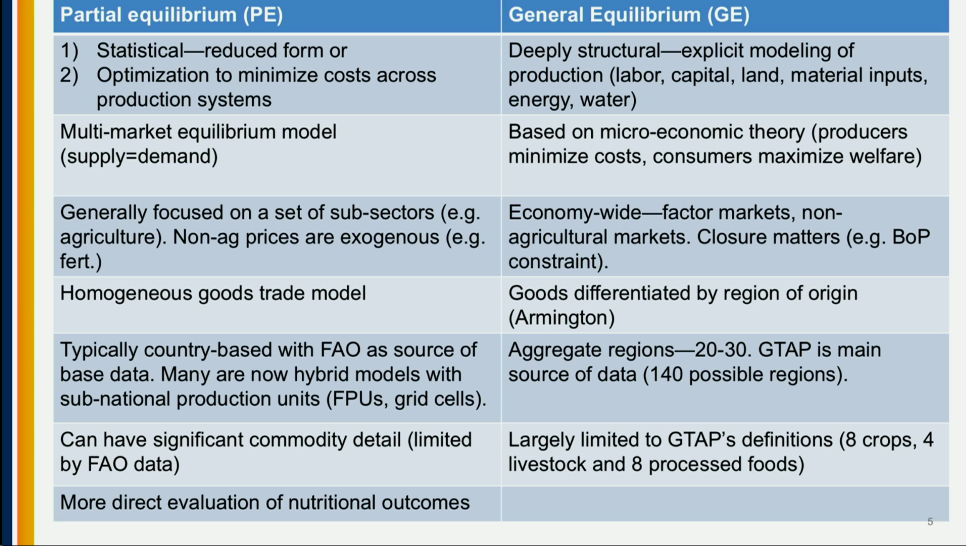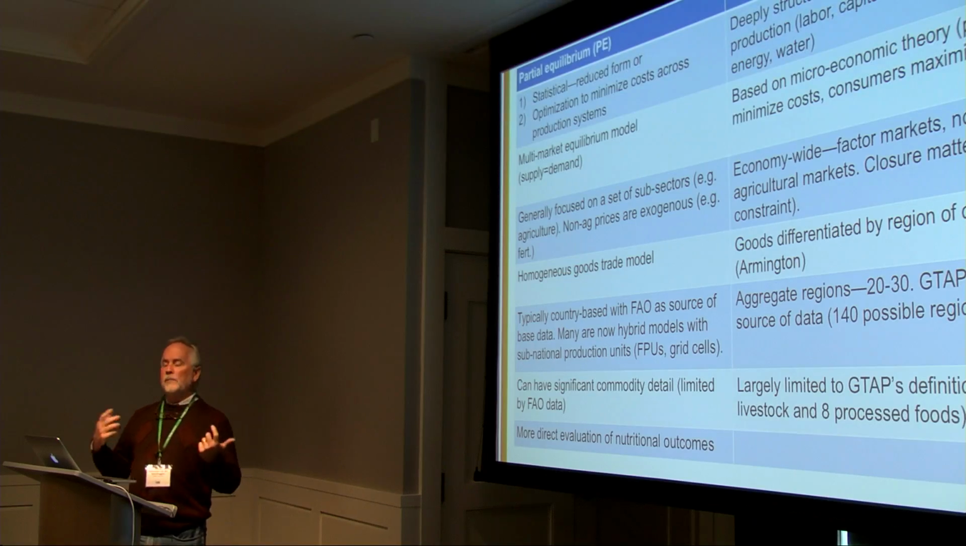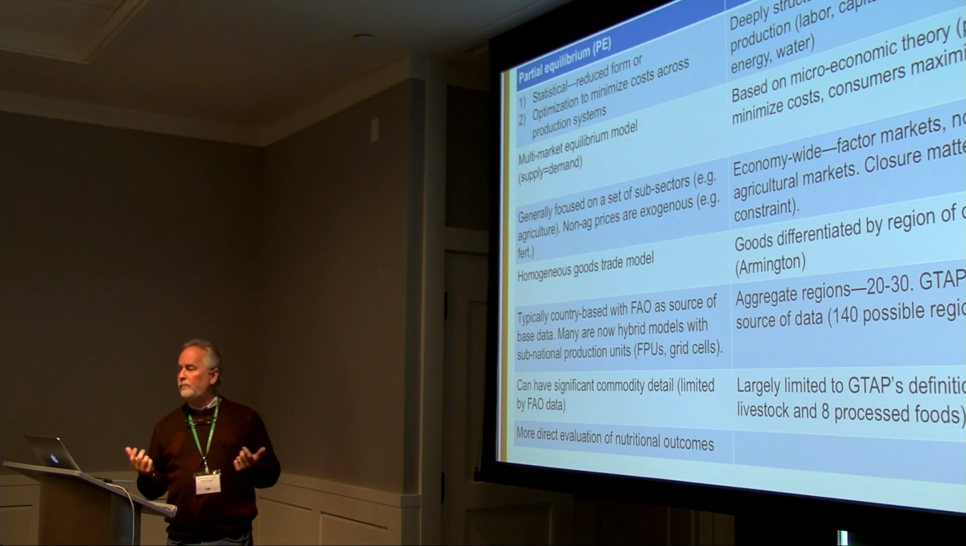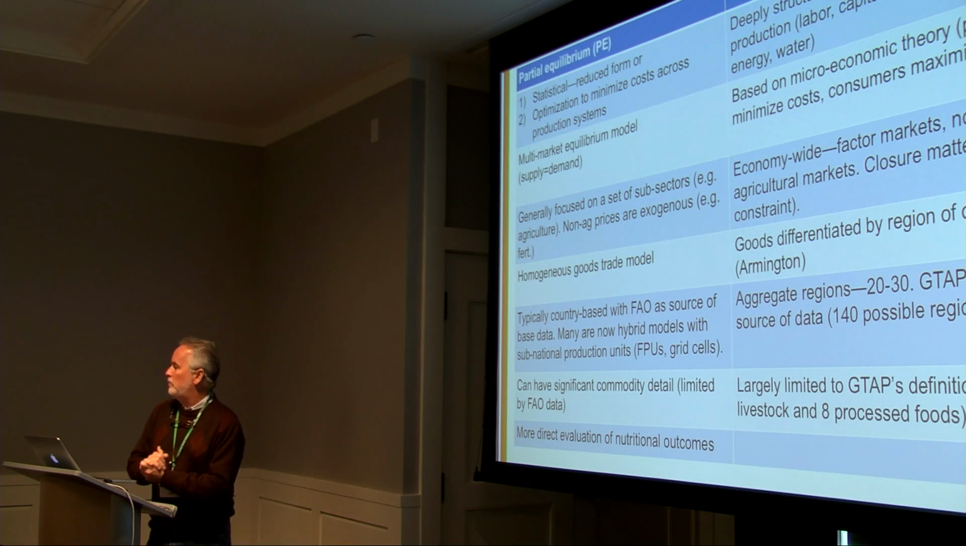The models, in many cases, produce the same indicators. So changes in production, changes in demand, changes in trade, but how they get those answers is somewhat different. So many of the PE models, the big difference is that they're really just focused on a subset of the total economy, and in this case, mostly just on agriculture. Some of the PE models may have energy mixed in with that as well.